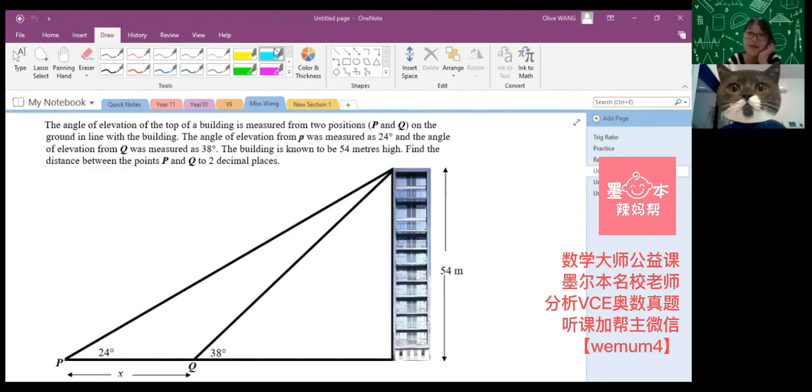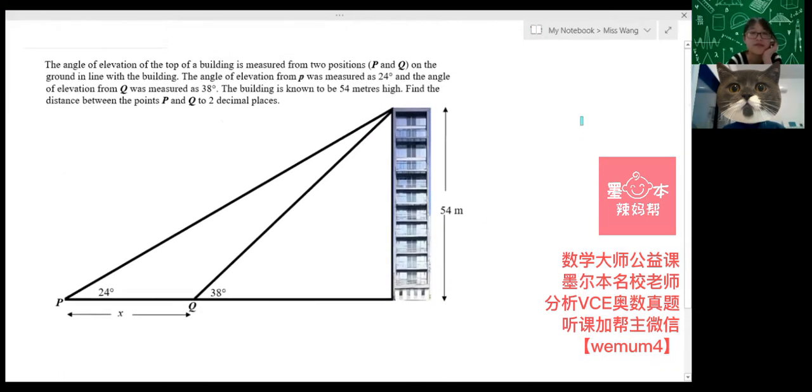Okay, let's have a look at this question. I think maybe do this one. Read this one and think about what you need to find.